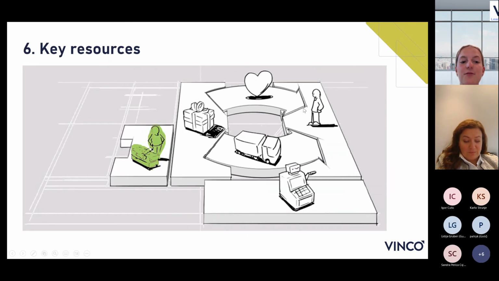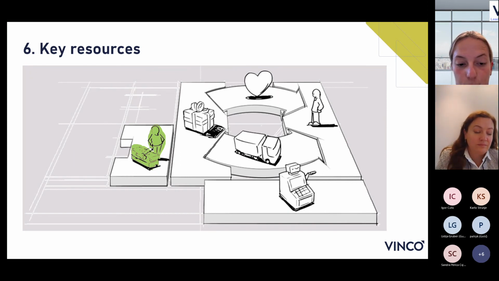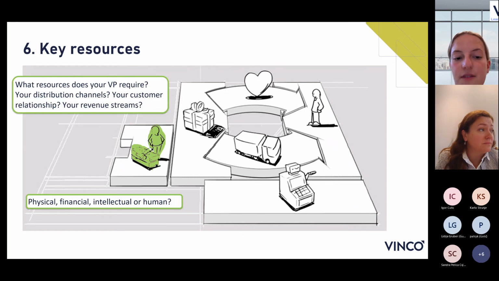Key resources, again, very important. That describes the most important assets required to make your business model work. Thanks to the key resources, you can create and offer a value proposition, you can reach your market, you can maintain your relationships, and of course you can earn revenue. They can be physical, financial, intellectual, or human. So here you can ask yourself the questions: what resources do you need to deliver your value propositions? What are the most important? And we will see later from whom you should get them.